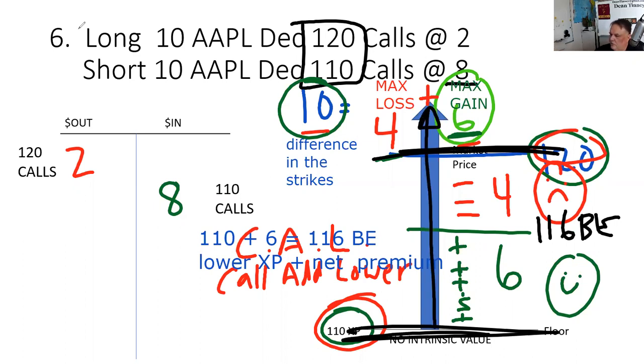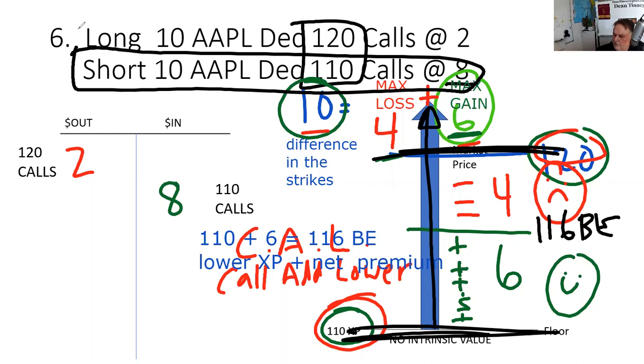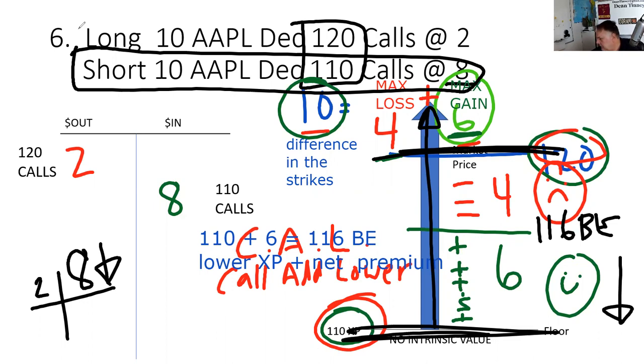Now, the last thing we have to do is determine bullish or bearish. The way we do that is the larger premium dominates the position. So in the matrix, we have to figure out where we're at. We're an 8 over here and a 2 over here, and so this is a bearish spread, meaning I want Apple to be below 116.